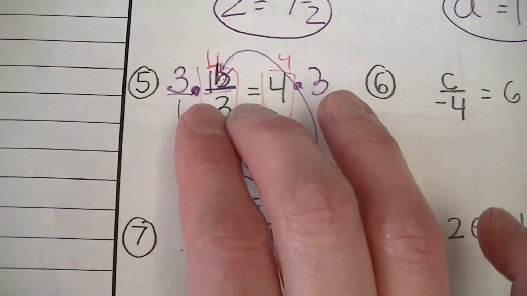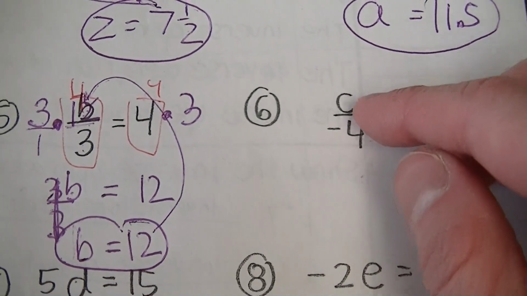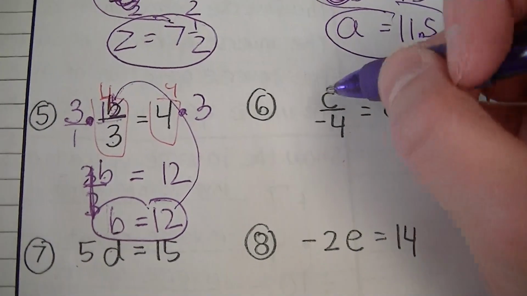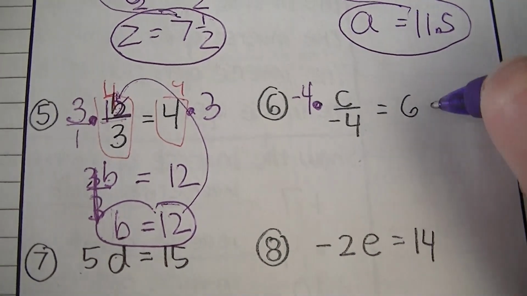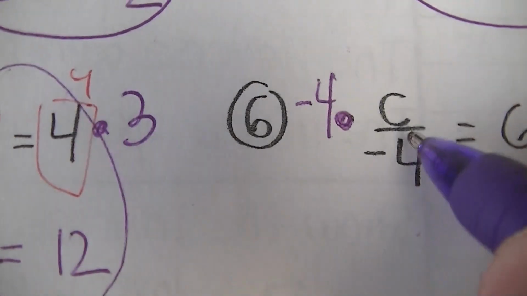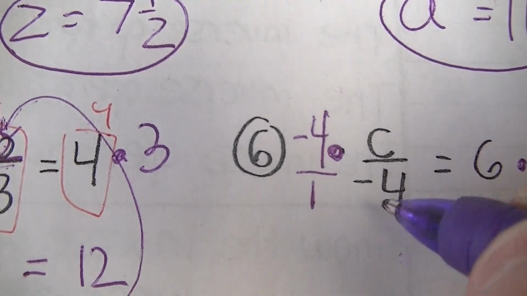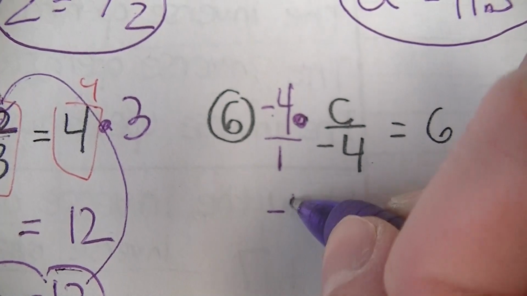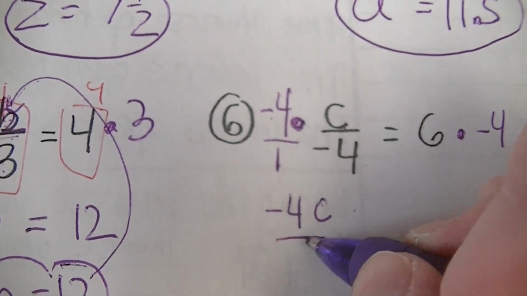Let's go ahead and try a very similar problem to that. The inverse operation of dividing by -4 is to multiply by -4. So please follow that process. Multiply by -4 and multiply the other side by -4. I see that there's a fraction right here multiplied by that number, so I'm going to make that one a fraction too. So -4 times c is -4c. 1 times -4 is -4.